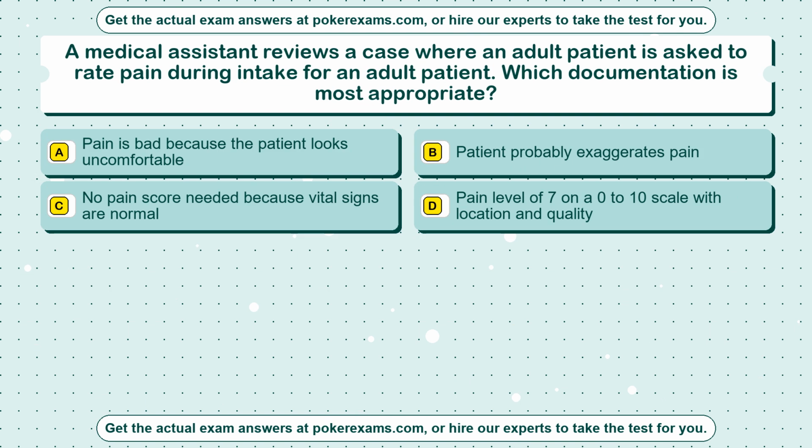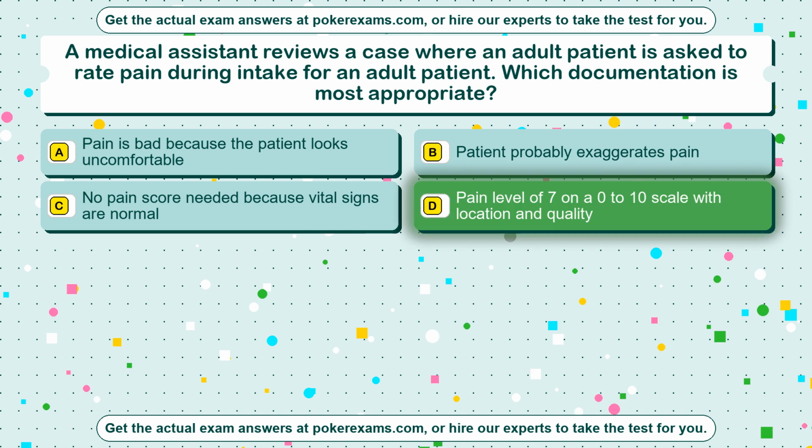Question 3. A medical assistant reviews a case where an adult patient is asked to rate pain during intake for an adult patient. Which documentation is most appropriate? Option A. Pain is bad because the patient looks uncomfortable. Option B. Patient probably exaggerates pain. Option C. No pain score needed because vital signs are normal. Option D. Pain level of 7 on a 0 to 10 scale with location and quality.